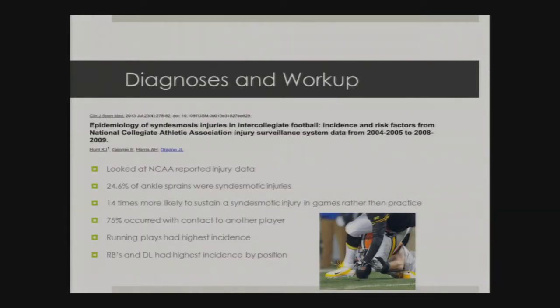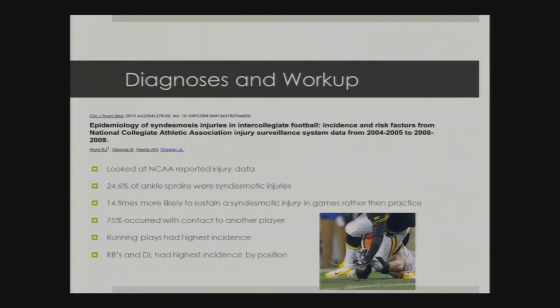All right, moving on here. It's a diagnostic and workup. This study that I looked at was a study commenting on the epidemiology of high ankle sprains. It was NCAA reported injury data. They looked through the database and the years mentioned there. They found that 24.6% of all ankle sprains were syndesmotic injuries that were reported.